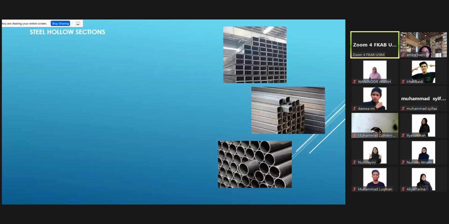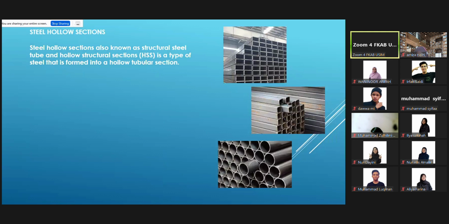The principle dulu. Okay, this is another aspect of material that we use for column, which for small building like factory, single story, shed, store, whatever tu, we use this hollow section. Even some can be special design, like circular hollow section that can become a feature to the place. What is hollow section? Basically, it is known as structural steel tube and hollow section ataupun hollow structural section, HSS, is a type of steel that is formed into hollow tubular section.